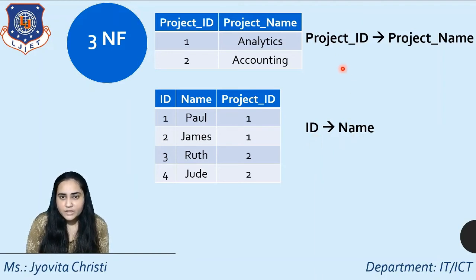Of course, when I say that you can add project ID here, there is still no transitive dependency because project ID determines project name is present in some other table. So transitive dependency must happen in the same table, only then it's a transitive dependency. So you see now my tables are in the third normal form.